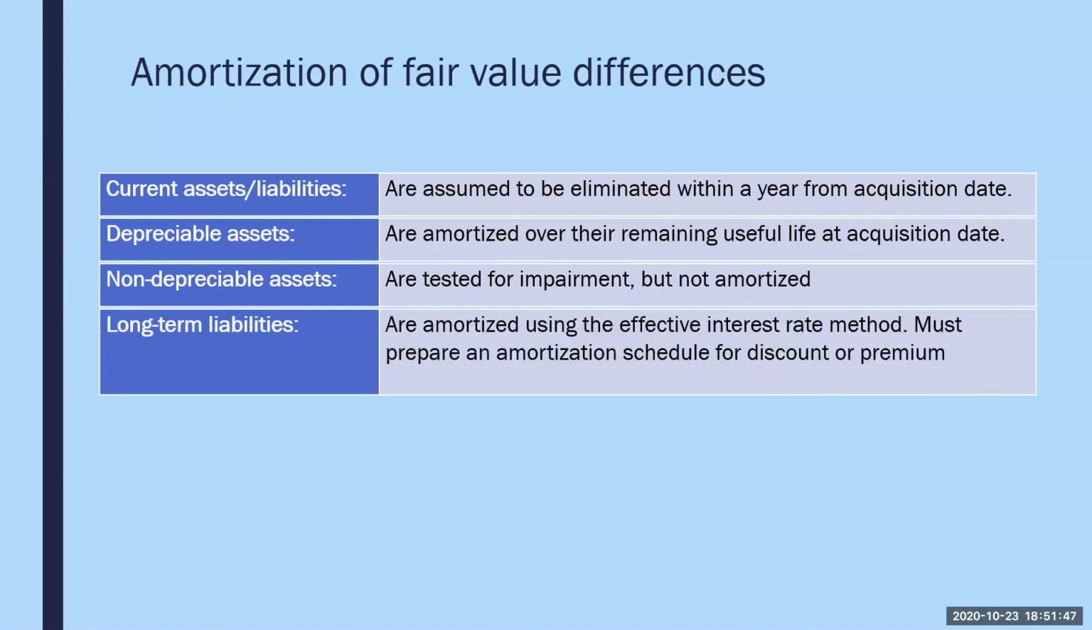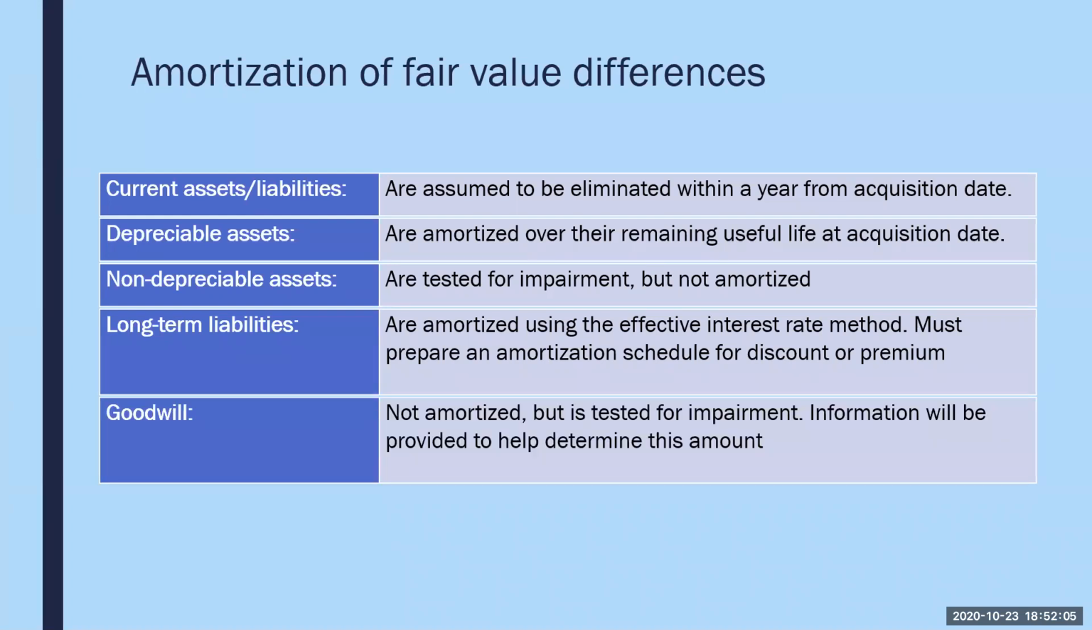For long-term liabilities, these should be amortized using the effective interest rate method, and an amortization schedule must be prepared for any discount or premium. For this course, we are going to keep it simplified and use the straight line method. Finally, goodwill is not amortized, but it's tested for impairment. And in a typical problem, you will have information related to the impairment amount, either given specifically to you or you're given some helpful information to determine the amount.